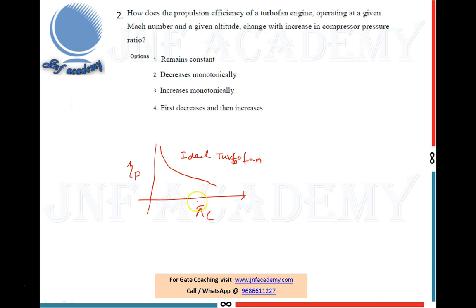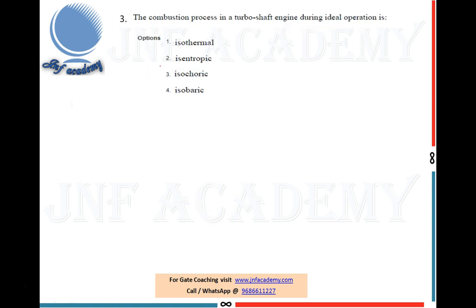So from here you can directly write it decreases, right, as you increase the pi c, which is the compressor pressure ratio. So as pi c increases, eta p, which is nothing but your propulsion efficiency, decreases. So that decreases monotonically is the right answer. Let's move to the next question.